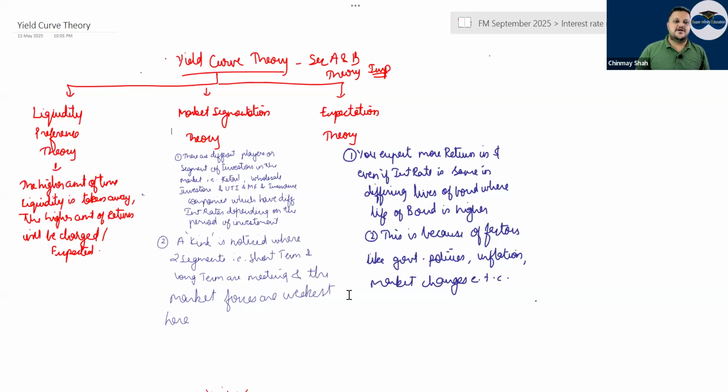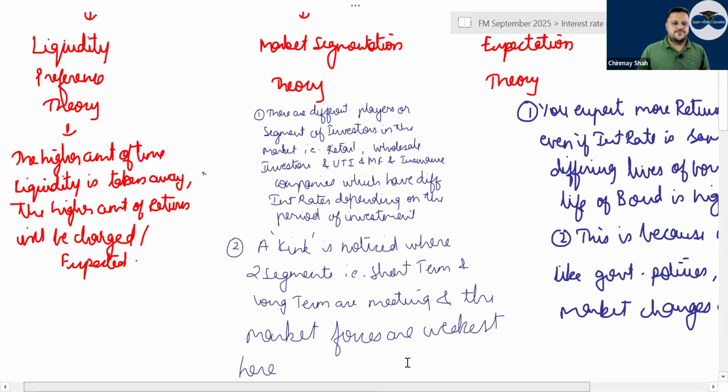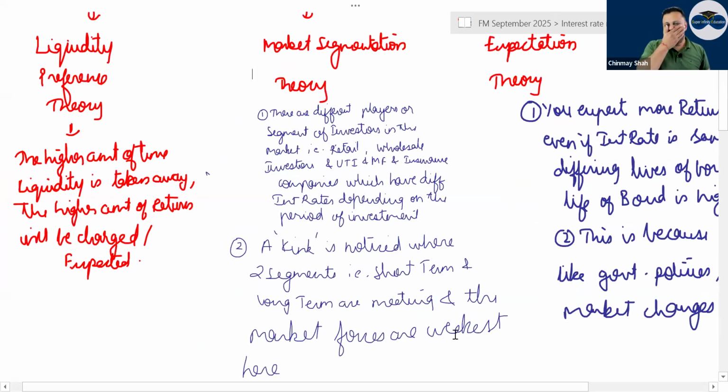Then market segmentation, there are different players in the segments. There are retail investors, there are wholesale investors, and then there are unit trusts, mutual funds and insurance companies, which have different interest rates. So generally, if you invest with your insurance or mutual funds over 10-20 years, you get a very good return. But when it comes to retail and wholesale, generally you invest for 2 years to 10 to 12 years, but with insurance companies, you invest for 20 to 25 years.